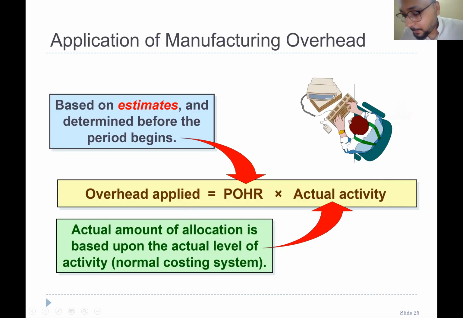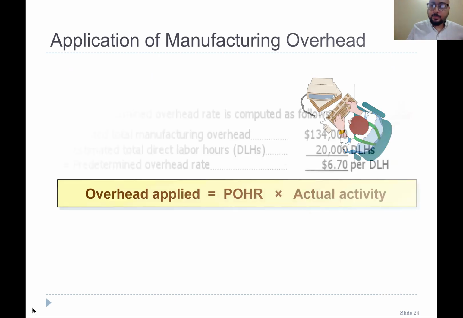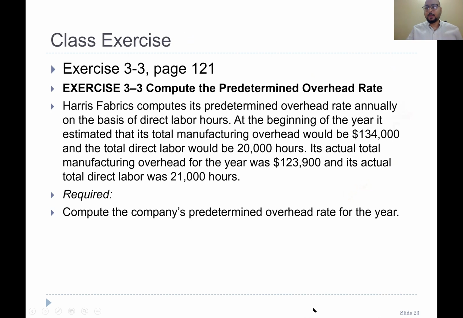Now, the question arises: why did we calculate the predetermined overhead rate? What is the use of this predetermined overhead rate in our analysis? So look at that. We are going back to our original example here. So up till now, our analysis is that we have calculated the predetermined overhead rate, right?